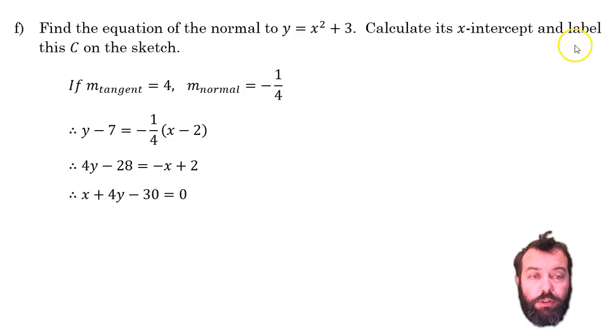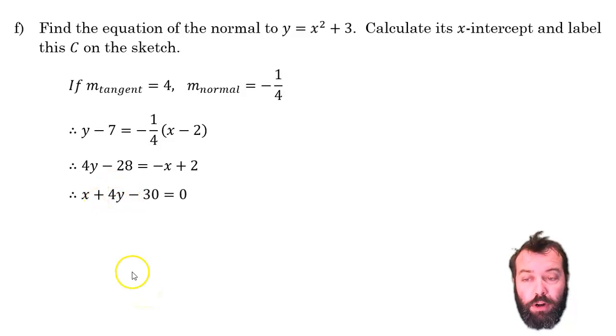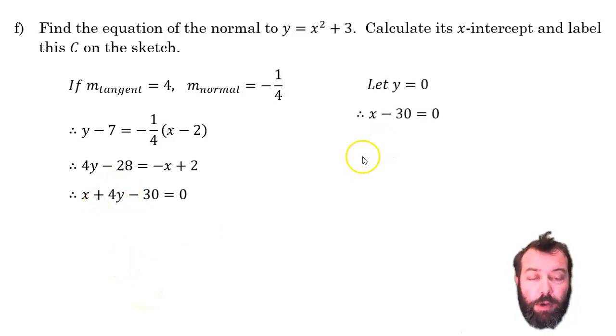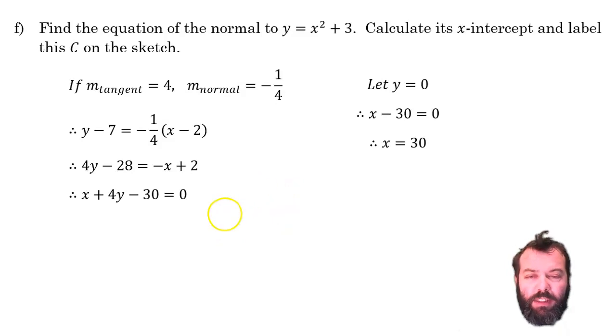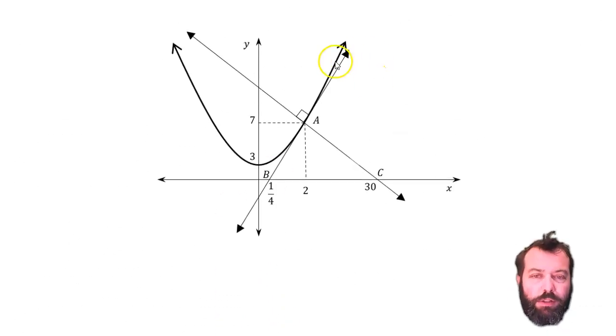We also need to calculate the x-intercept and label it on the sketch. For the x-intercept, y equals 0 means that x minus 30 equals 0, so x equals 30. So my x-intercept is 30, that's point C, and let's draw that on the sketch as well. Here's my function, my tangent, and now my normal, at right angles at the point A with coordinates 2, 7. The point B was at 1/4, 0, and the point C is at 30, 0. They're all labelled now.